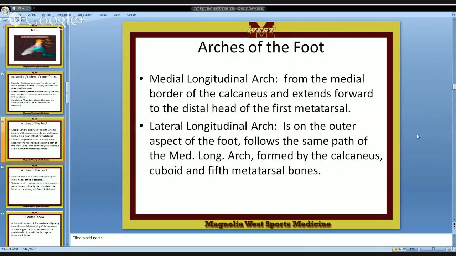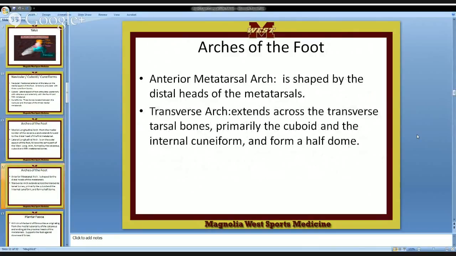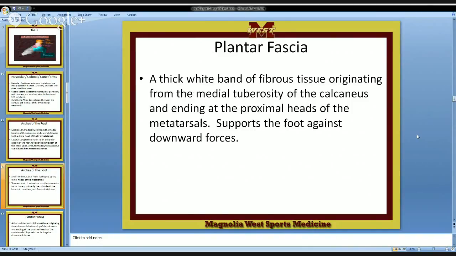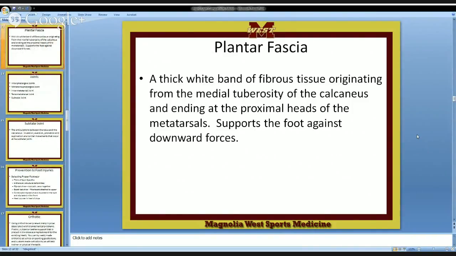Anterior metatarsal arch and a transverse arch. Extends across the transverse tarsal bones, primarily the cuboid and the internal cuneiform, and they form a half dome. So it's a back in front of your heel. All right. Plantar fascia, we talked about that, how to get rid of it.